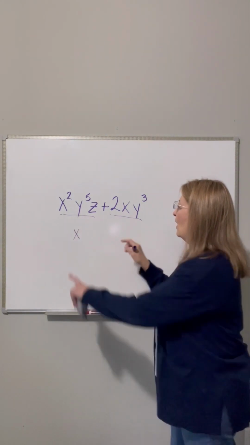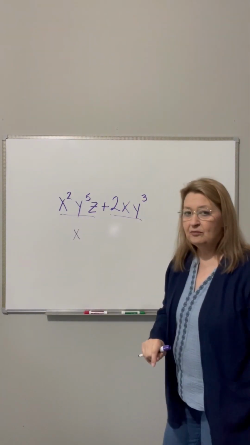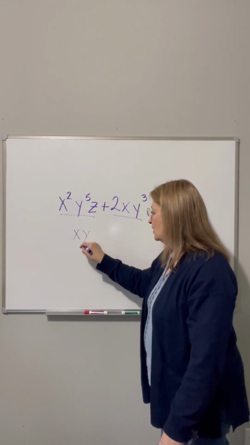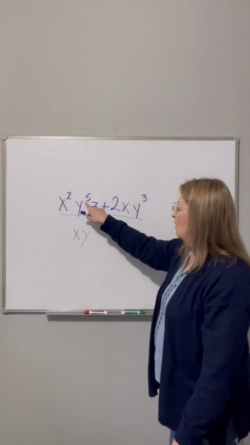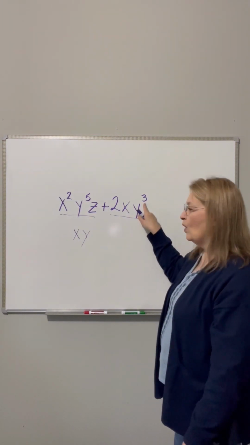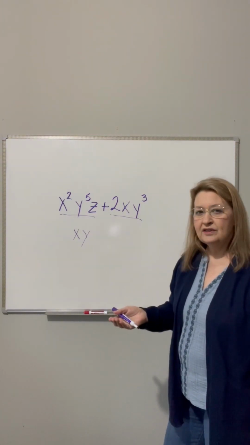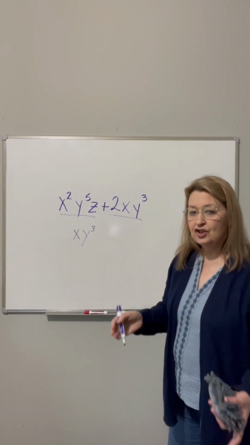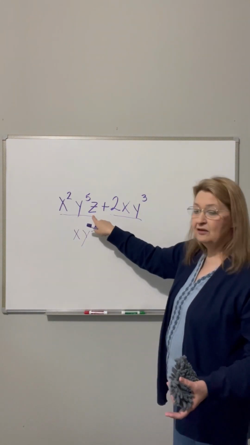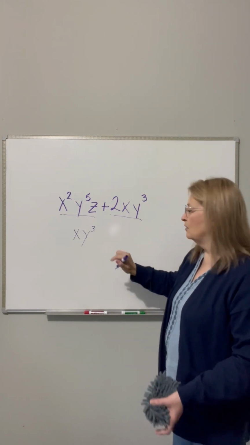Now let's look at the y's. I have a y in both of these. So I know I'm going to have that base number. Now what exponent? Well, I've got a y to the 5th and a y to the 3rd. Which one is the smallest? Y to the 3rd. Now that's all there is to choosing, because I don't have a z in both of them, so I'm not going to have a z here.